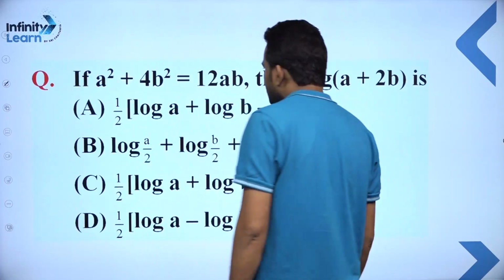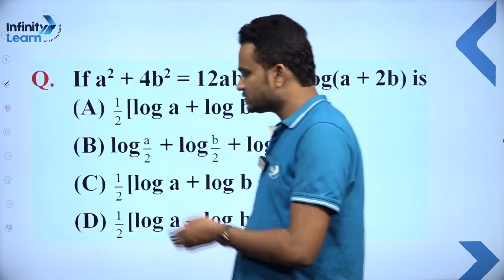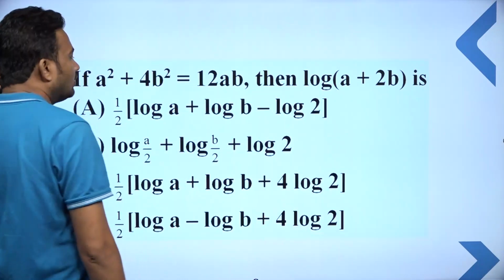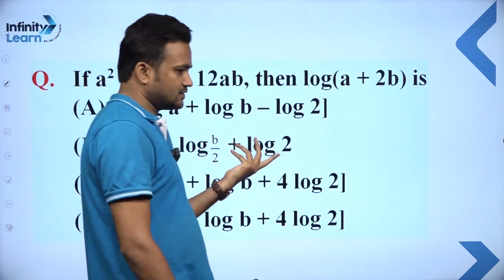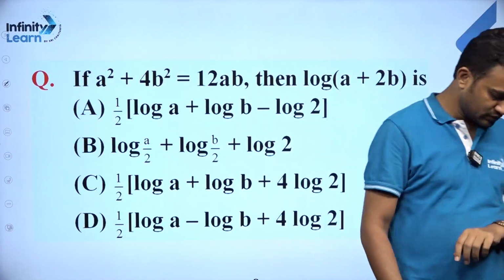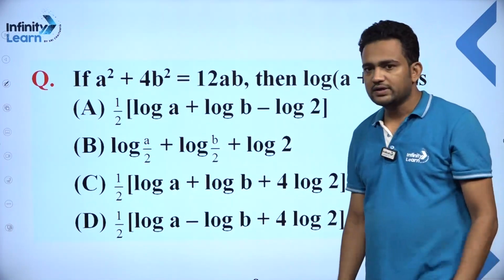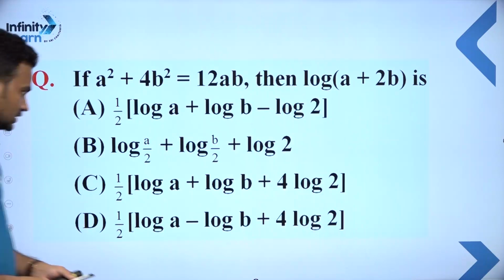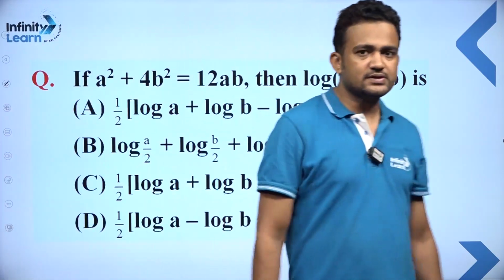Now solve this question. If a square plus 4b square is 12ab, then log a plus 2b for any base will be. You have 4 options. Choose the right option, everyone. Okay. Just try this guys. Yes, got the answer. So how will we do this?